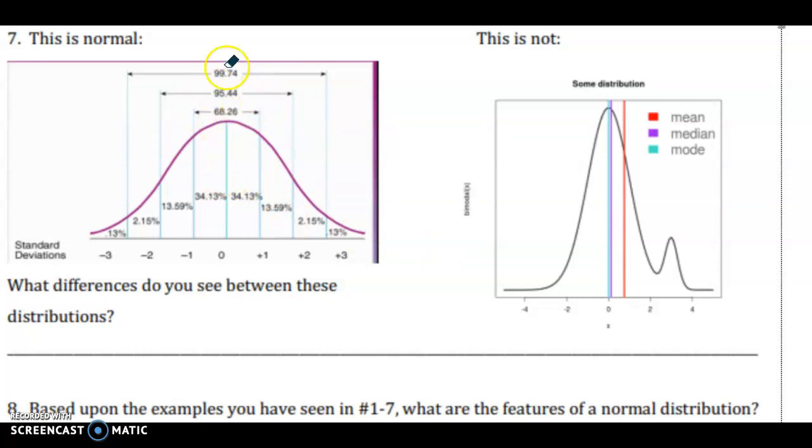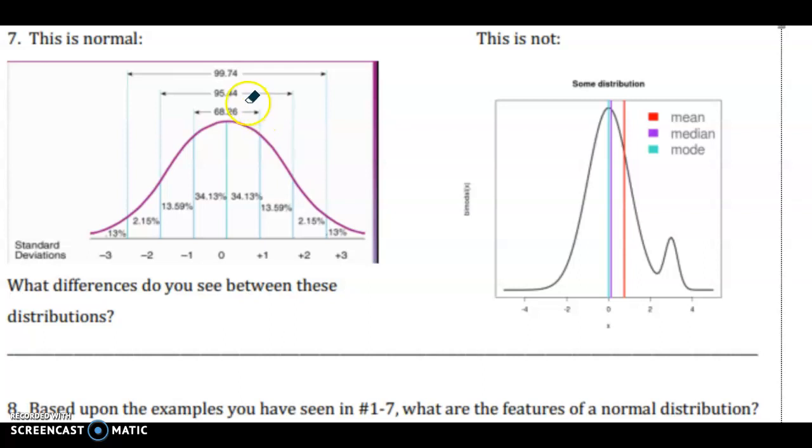Notice these percentages right here, and these we're going to come across really frequently. So here is the mean, and then these are the standard deviations. So plus 1 standard deviation is 34% above, and minus 1 standard deviation is 34% below. So plus or minus 1 standard deviation is 68%. It's 68.26, but we're just going to round it to 68. That's the common measurements we will use.